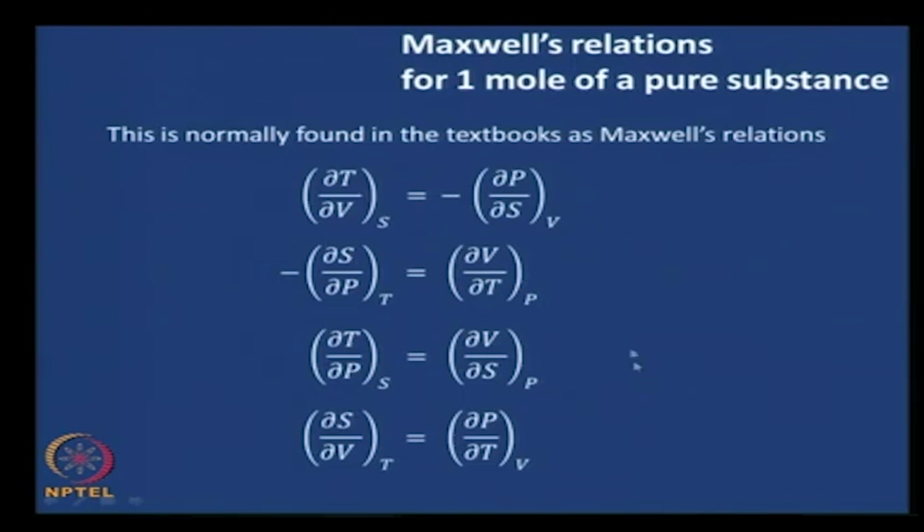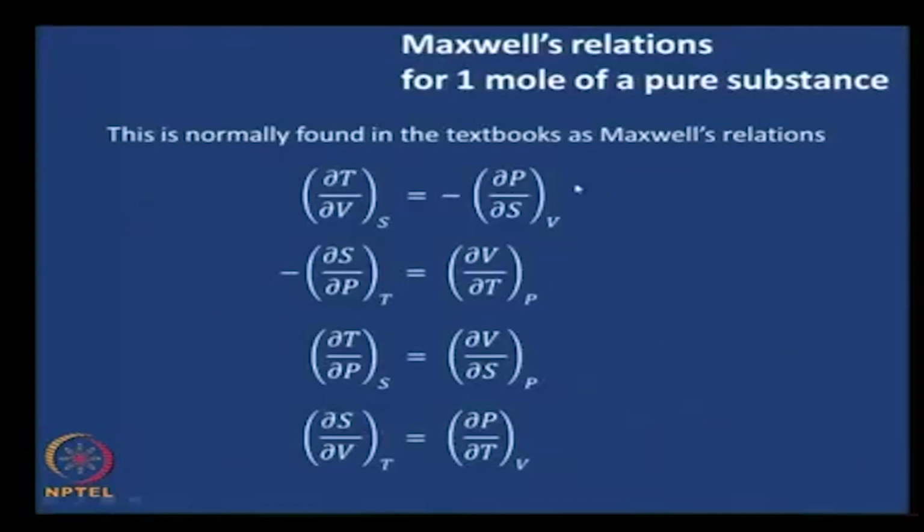If you just compare these expressions with the earlier Maxwell's relations that we have written, you would see that these are exactly the same as the first 4 Maxwell's relations that we had written, except that you do not have any ni's occurring because we have 1 mole of the substance. These would come in handy in some of your problems in the university exams and so on.